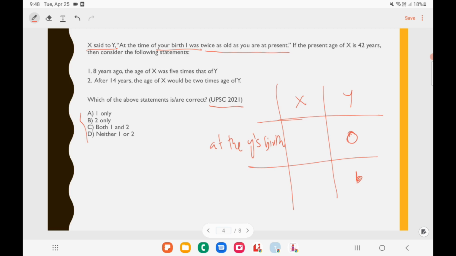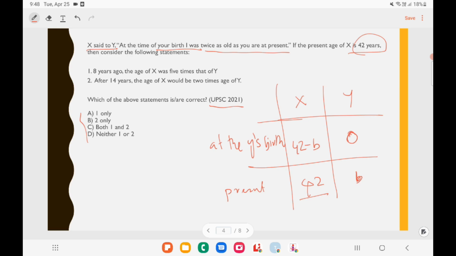For example, if I say that my age is 20 right now, it means that I was born 20 years before. Just like that, if Y's age right now is B, it means that Y was born B years before, right? And X's age is 42 years right now. So X's current age, the present age, is 42, and during Y's birth, X's age will be 42 minus B, because it was B years before.